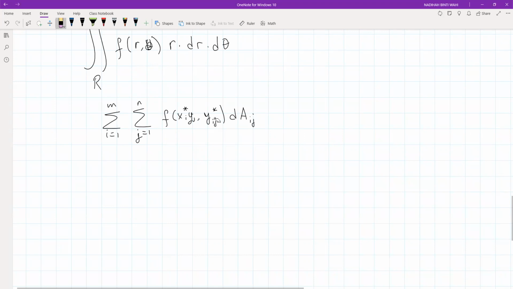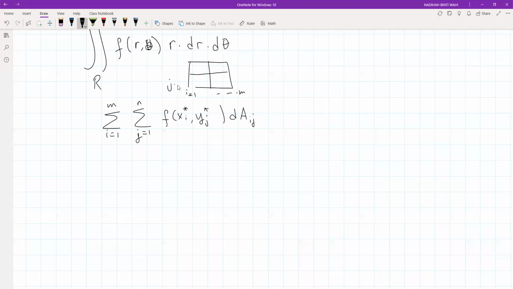Okay, and then A_ij. So yang ni merujuk kepada, if you remember, this is i from 1 until m, and then j from 1 until n, and then this is for a11, a12, dan seterusnya, a21, a22, and so on. Okay, so itu masuk dia punya index ij.